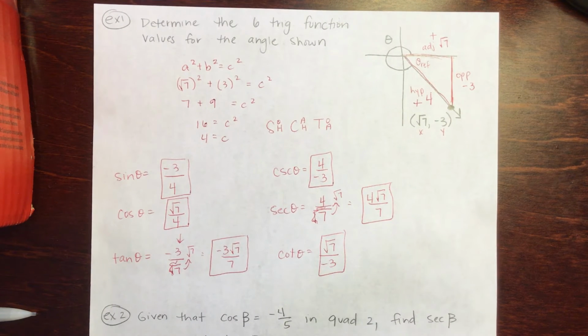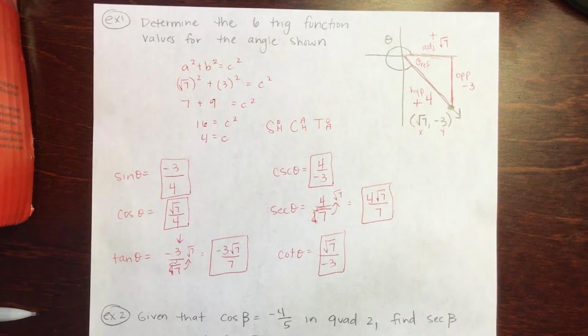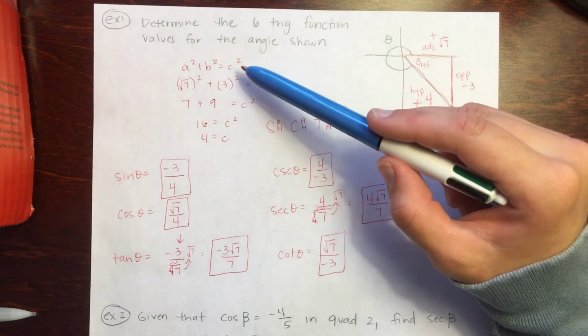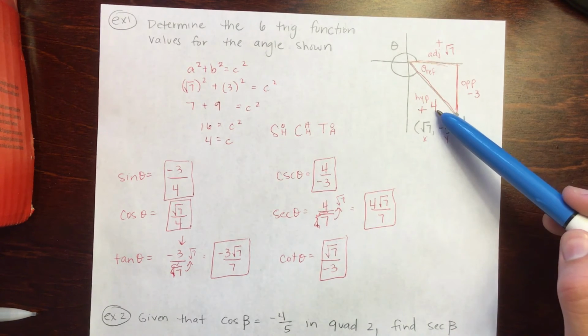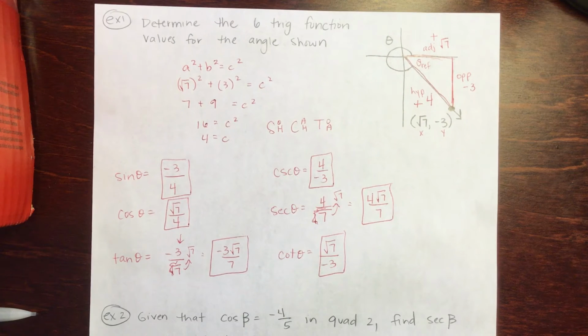So draw your triangle against the x-axis, so theta is against the x-axis. Label all your sides: opposite, adjacent, hypotenuse. Use the coordinate point to figure out your numbers. Use the Pythagorean theorem to find your third side. Double check your signs, and then set up your SOHCAHTOA fractions. It seems like a lot of steps, and it is, but we've been doing this, so it's not too new, hopefully. Let's do another example.